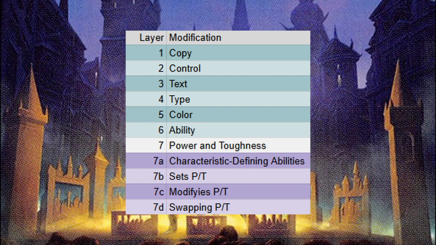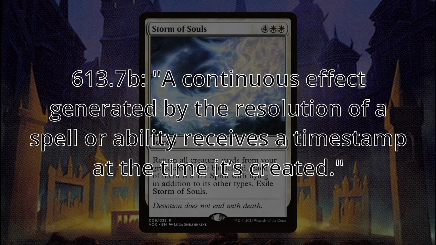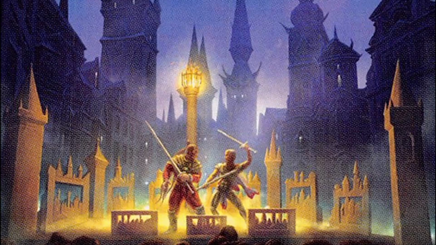Both continuous effects in this scenario are trying to set the power and toughness of an object. Therefore, they both apply in the same layer, that being layer 7b. They are not dependent on one another either, so we need to take a look at their timestamps to see which one applies first. I think it should be uncontroversial to say that Storm of Souls' continuous effect gained its timestamp when it returned the Timber Paladin to the battlefield.